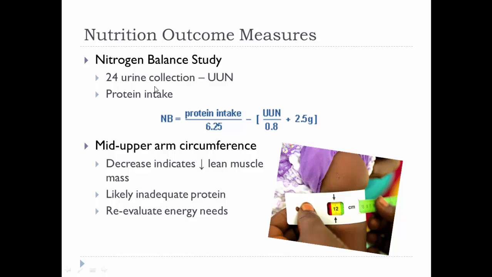Mid-upper arm circumference is another important nutrition outcome measure. A decrease in mid-upper arm circumference indicates a direct decrease in lean muscle mass. This also is a protein marker. If a patient has experienced a decrease in lean body mass, they likely have inadequate protein, but it can also be beneficial to reevaluate the energy needs to make sure too little energy is not being provided in addition to too little protein.